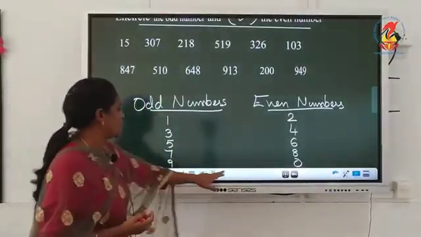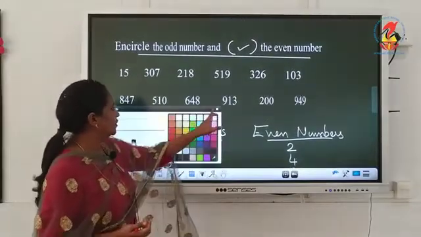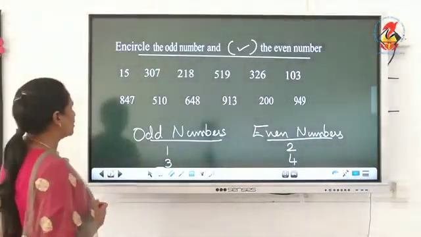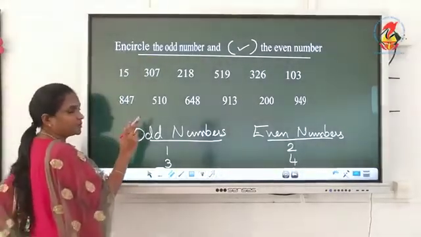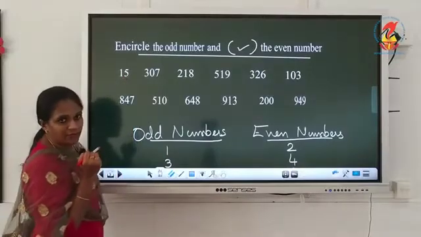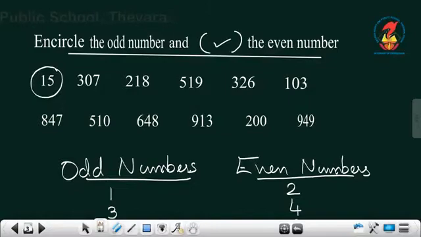So, now let's check out which are even numbers and which are odd numbers. First, we will circle the odd numbers. Your 5. Look at the number in the ones place. Okay. 5 is an odd number, right? So, what do you have to do? You have to circle it. Got it? The whole number you have to circle. That number 15 is an odd number. You don't have to check each digit.